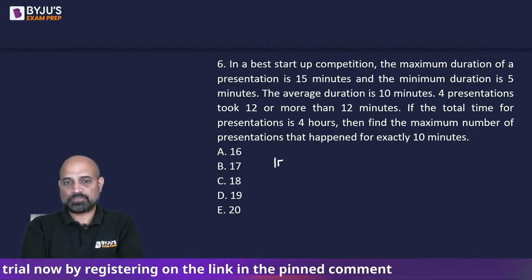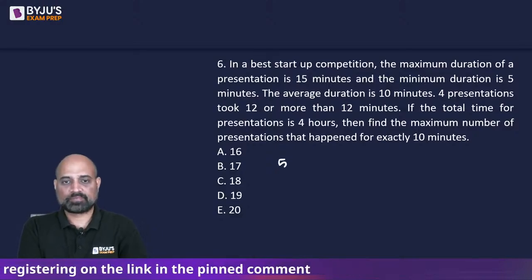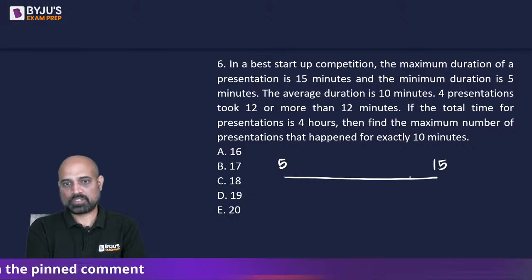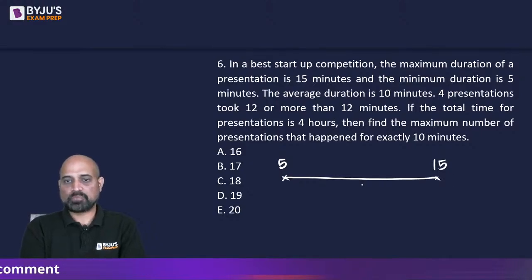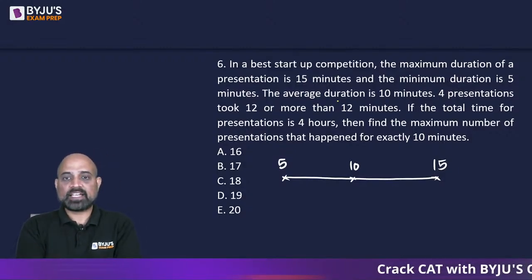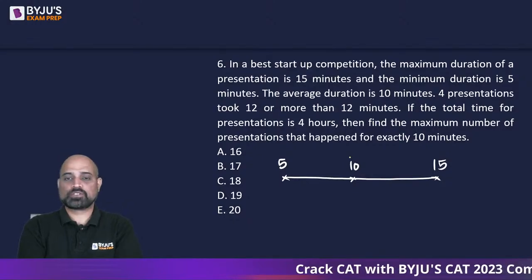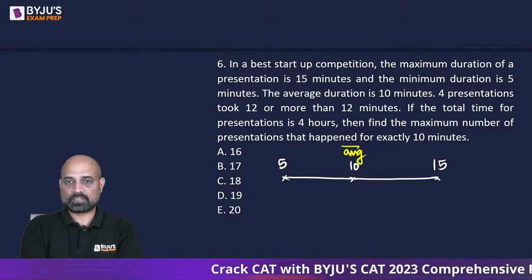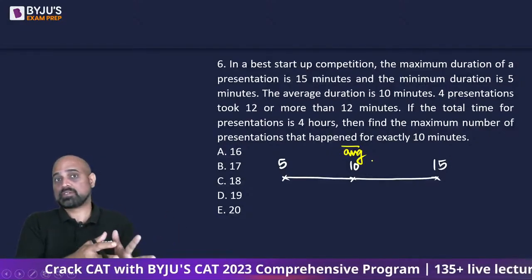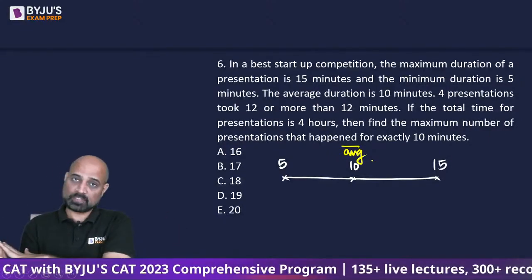So the maximum duration is 15 minutes and the minimum is 5. So let's draw this. The middle value of 5 and 15 is 10. Now, it is given that the average duration is 10 minutes. So this is where the average lies. As in, the deviation below 10 should be the same as the deviation above 10.